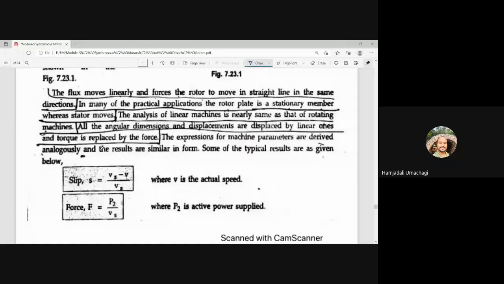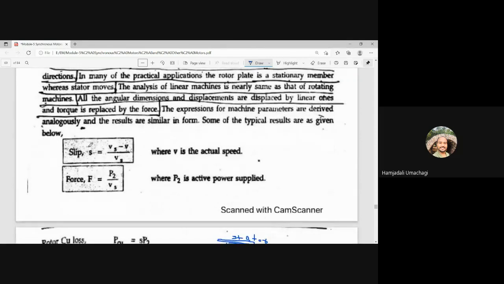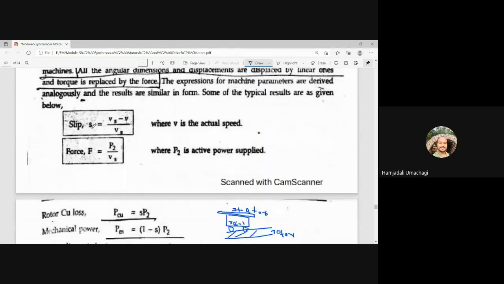The expressions for machine parameters are derived analogously and the results are similar in form. So whatever machine parameters we derive for the linear induction motor are very similar to the other rotating machine formulas. Some of the typical results are given below. Now let us see the different parameter formulas for the linear induction motor. Slip S in the case of the linear induction motor is given by the formula Vs minus V divided by Vs, where V is the actual speed.